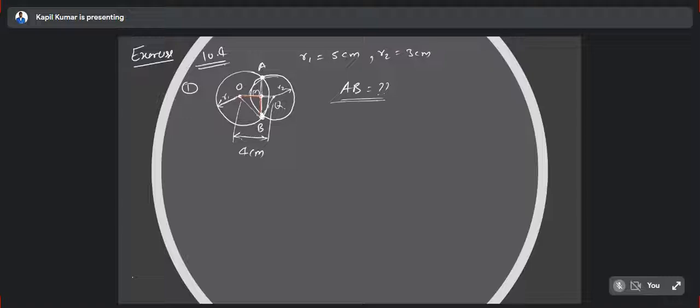Can you see the red line? Yes, sir. One right angle triangle is here, and another right angle triangle is in the other circle, with the blue one. And this line MB, M to B, is common for both triangles.